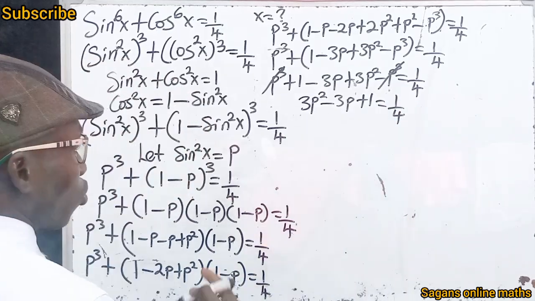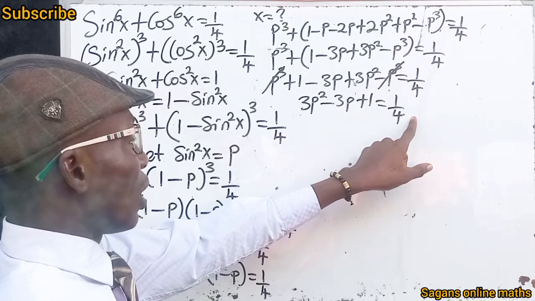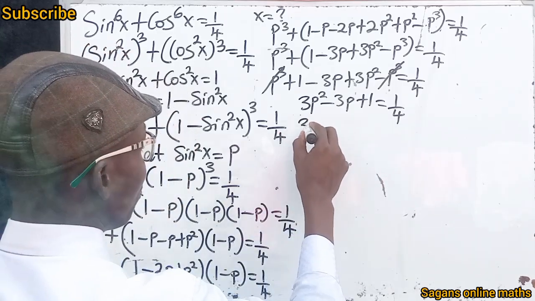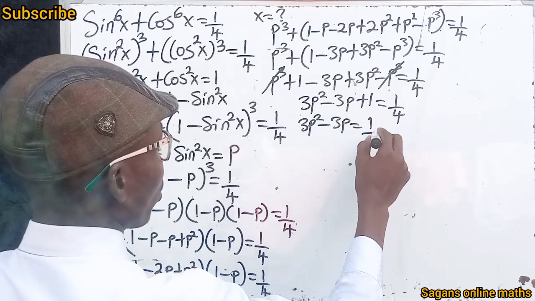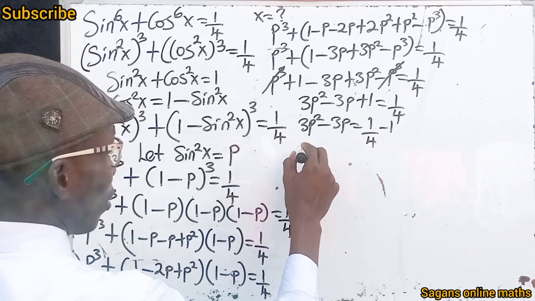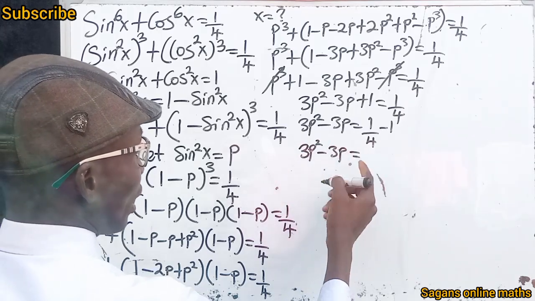This is a quadratic equation, but not yet, because our right hand side we're having 1 over 4. So let's subtract 1 from both sides. That means 3p square minus 3p is equal to 1 over 4 minus 1. Then let's take our LCM.